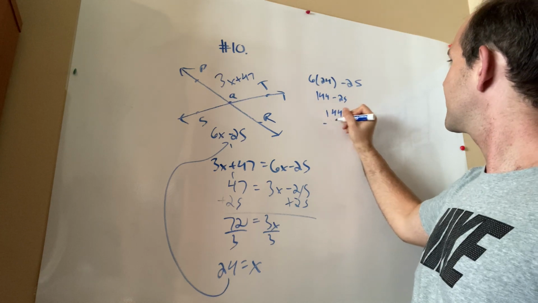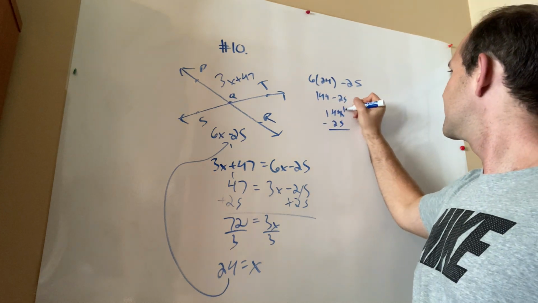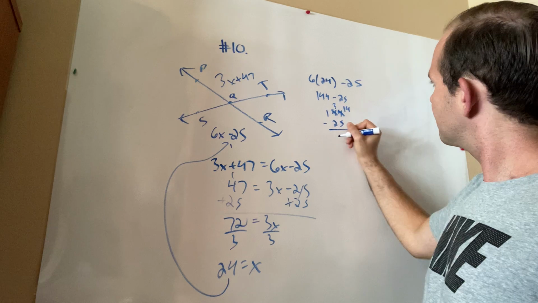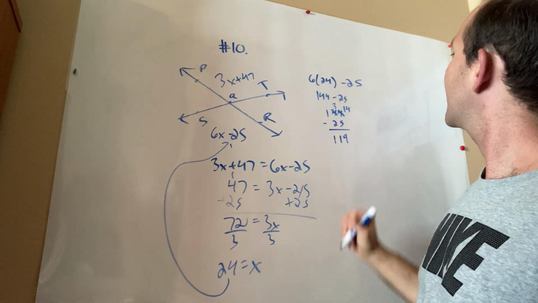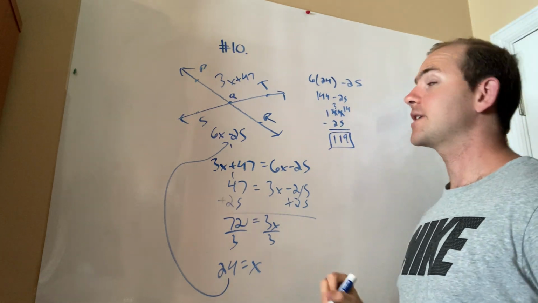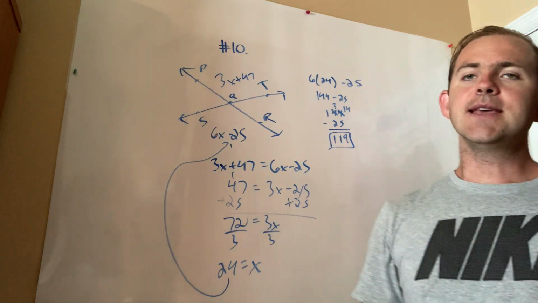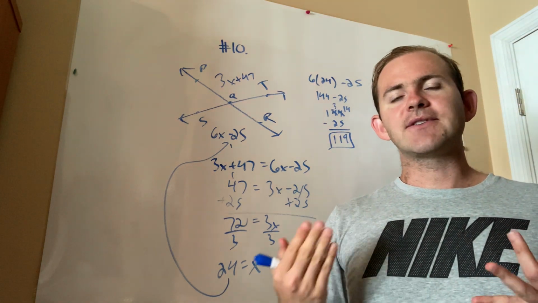I'm actually going to do the math out the long way. So it turns into a 14, and I'm going to borrow. So I have 119 degrees. All right. So again, what do all these problems have in common?